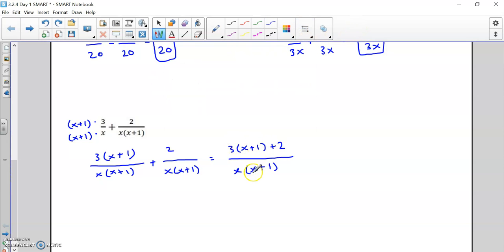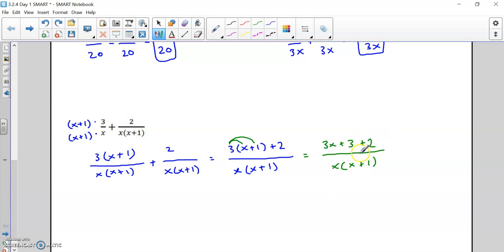In multiplication and division, I specifically told you guys not to worry about multiplying things out. In addition and subtraction, you actually do want to multiply things out, just on the top, because there's going to be a lot of combining like terms going on. So 3x plus 3 is what I get when I distribute that 3 in there. And then I have a plus 2 chilling on the outside. The bottom can just stay x times x plus 1.